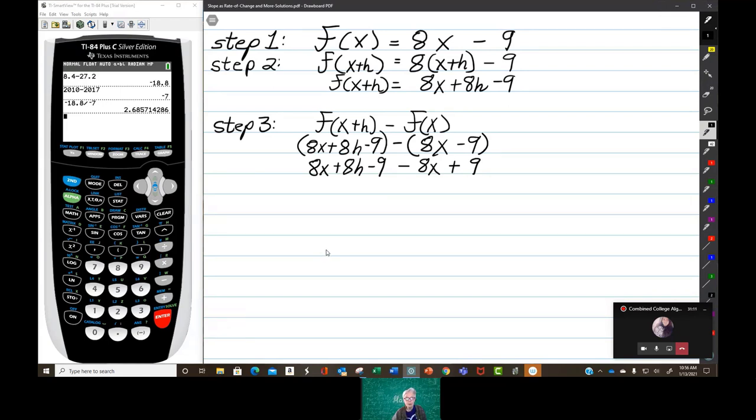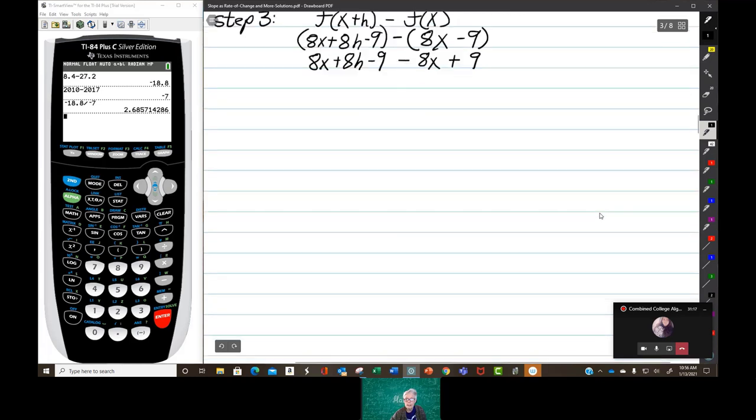Now I'm going to combine my like terms, which you'll always do for step 3. Okay, so I'll have 8x minus 8x. Gosh, they're going to disappear. Goodbye. And I'm going to have minus 9 plus 9. They don't disappear, they turn into zeros. So all I'm left with is 8h. So now I know what f of x plus h minus f of x is.